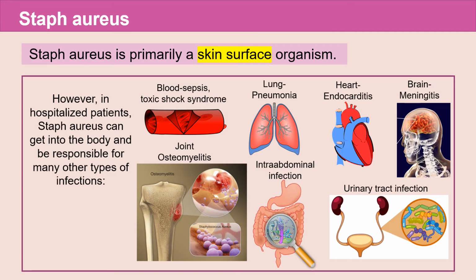However, in hospitalized patients, Staph aureus can somehow get into the body and be responsible for many other types of infections. It can get into the blood and cause sepsis or toxic shock syndrome, in the lung, pneumonia, in the heart, endocarditis, in the brain, meningitis, in joints, osteomyelitis. It can get into the colon and gut and cause intra-abdominal infection, and it can cause urinary tract infections.